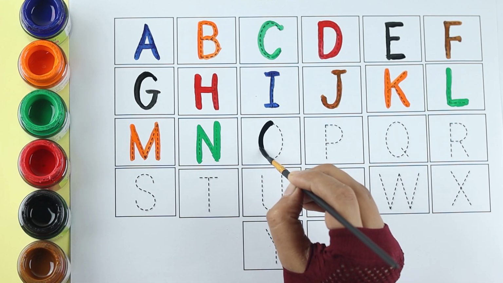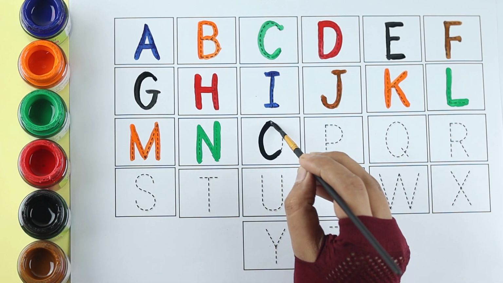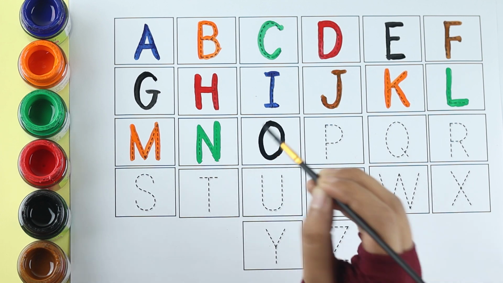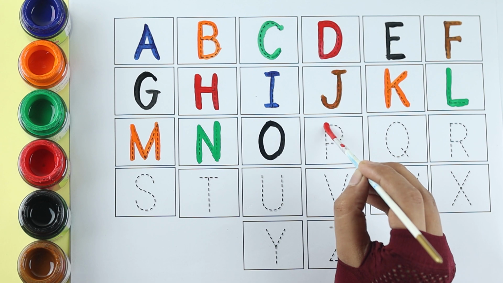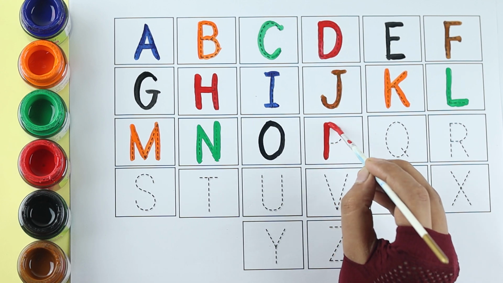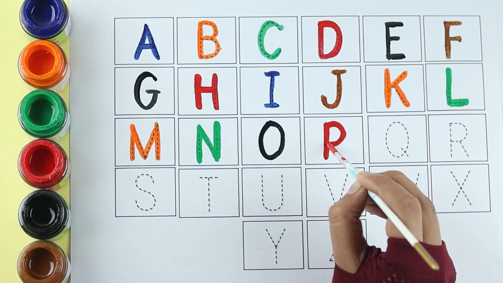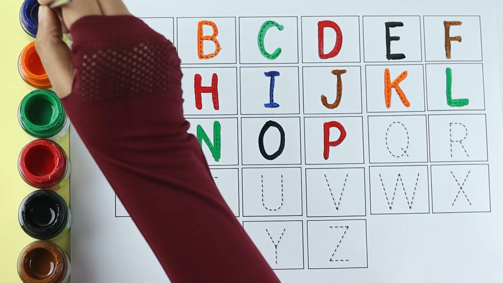O for orange. Red color. P for pen. Blue color.